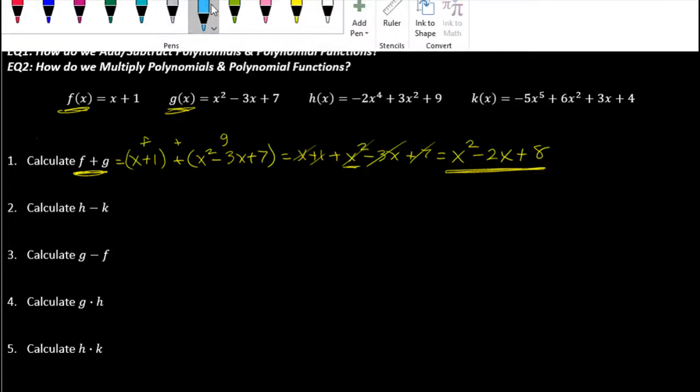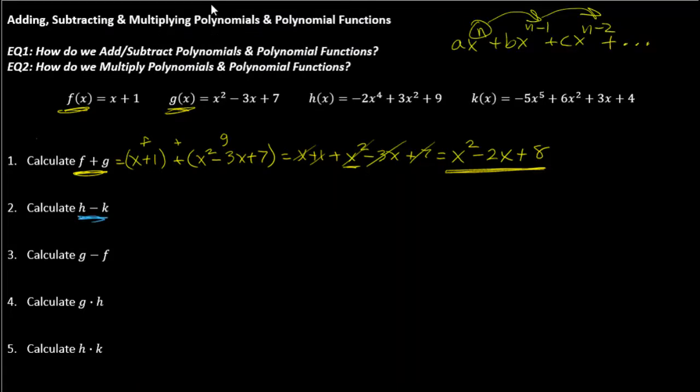Let's look at another example, and now we're talking about subtraction. This can get a little more complicated than adding, obviously, just because we have that negative sign getting thrown in there. So we're going to do h minus k, right? So that's going to be equal to negative 2x to the fourth plus 3x squared plus 9 minus, and again, I'm using parentheses to group, and it's important, especially when you're subtracting. Okay, so minus negative 5x to the fifth plus 6x squared plus 3x plus 4.